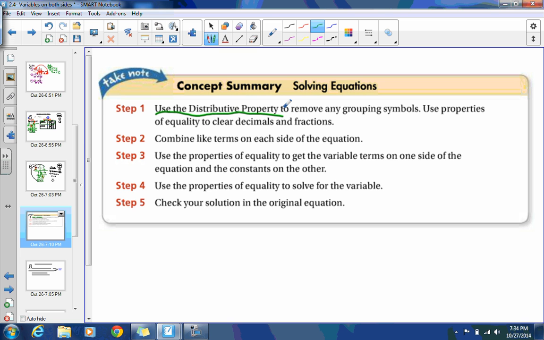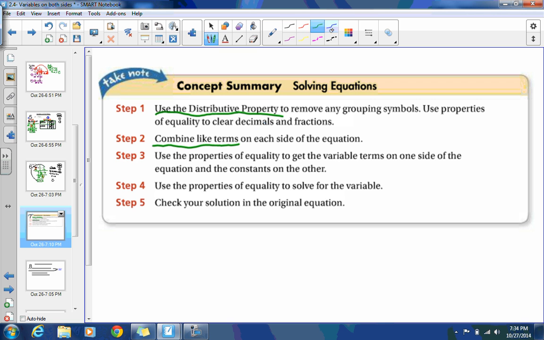Step 2 then, combine like terms. If you can combine any like terms, go ahead and do that. After you use the distributive property, see if there are any like terms on each side of the equation. You can't combine like terms from one side with the other side. It has to be all the like terms on one side, and then you can check to see if you can combine like terms on the other side.